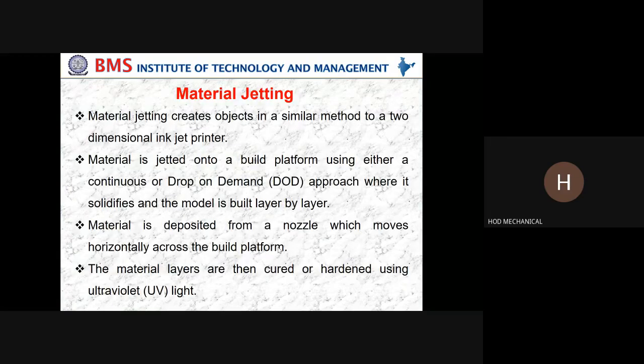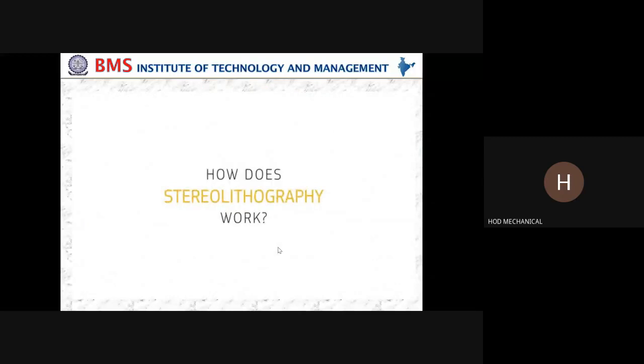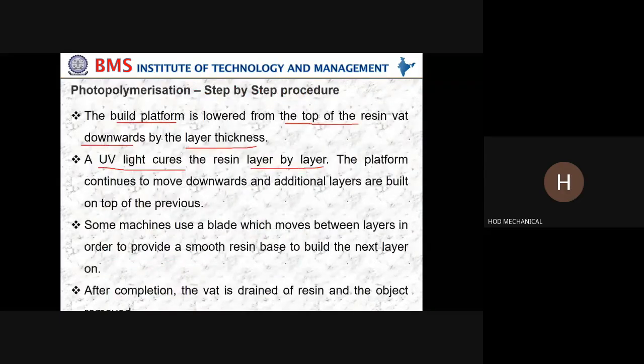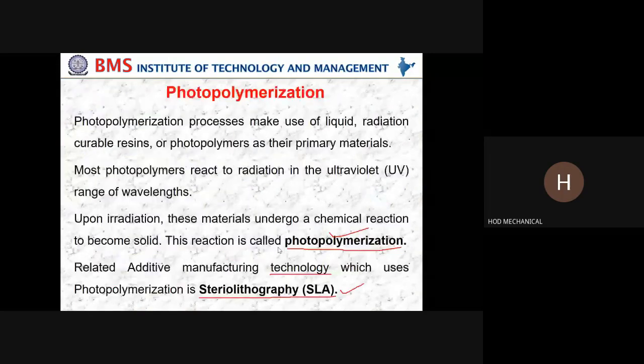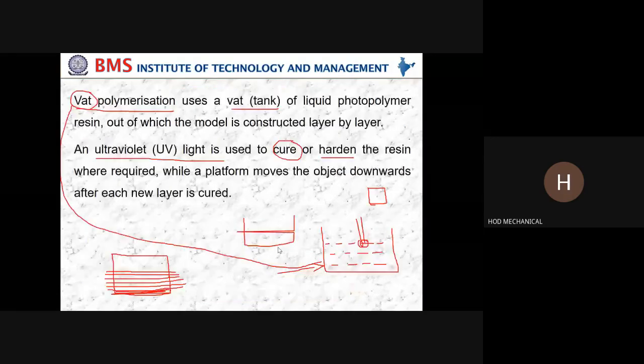Now this is how the simple stereolithography is going to work, based on the photopolymerization technique. So please follow carefully. Now this is the first method. In the first method, the process is named as photopolymerization. In photopolymerization, we are going to use photopolymers which are susceptible to the light. Whenever the light is going to fall on that, it is going to be converted to a solid material. So this technology is called the stereolithography.